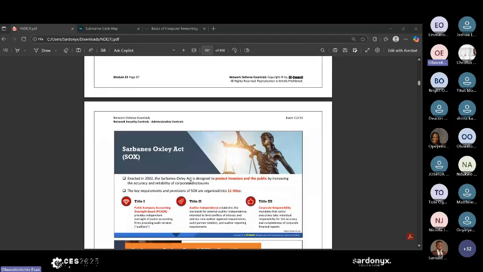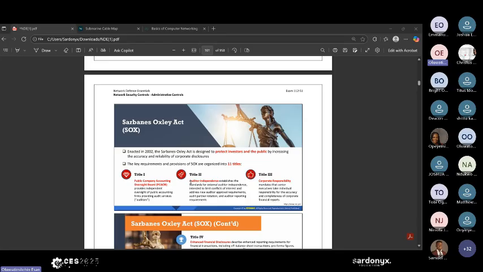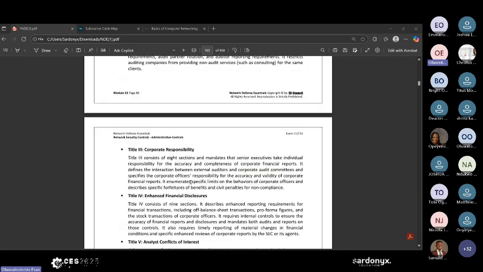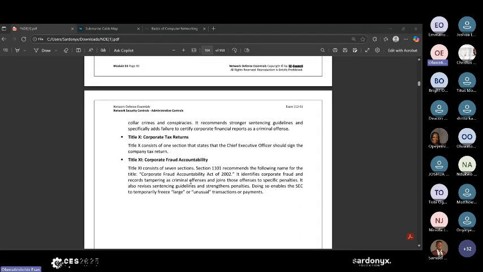Okay, then you have the Sarbanes-Oxley Act. This protects investors and the public by increasing the accuracy and reliability of corporate disclosures. Then the service audit, which is tied to SOX, that's corporate fraud accountability. That's where you can do more of auditing, look at tax returns, and so on and so forth, under the service audit.